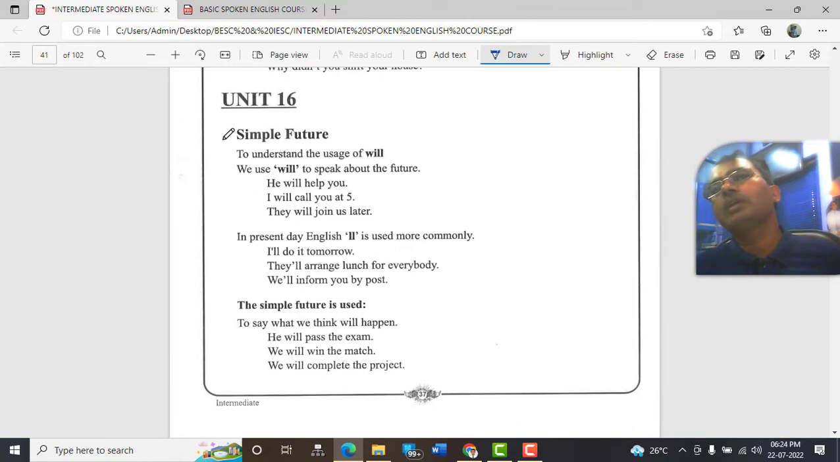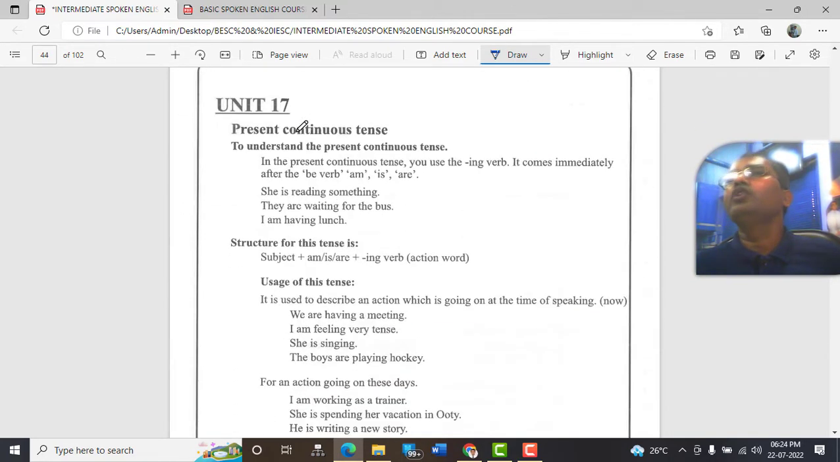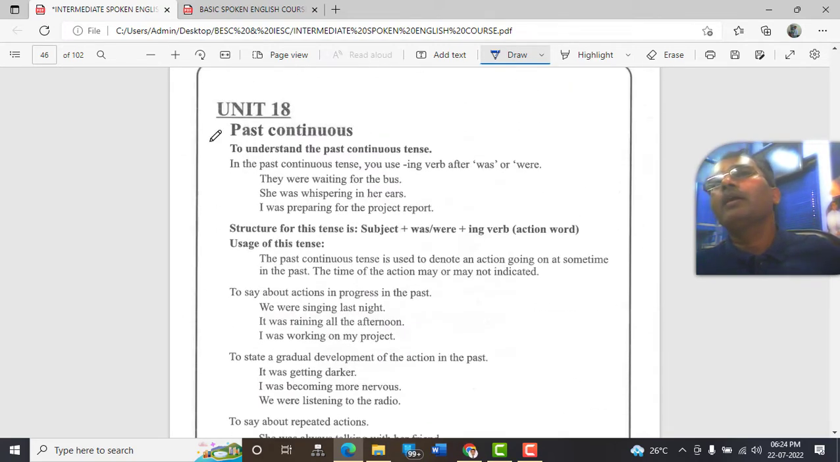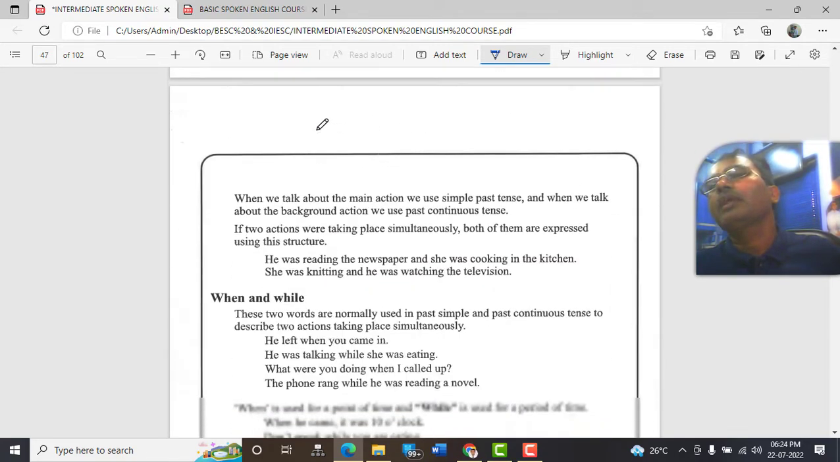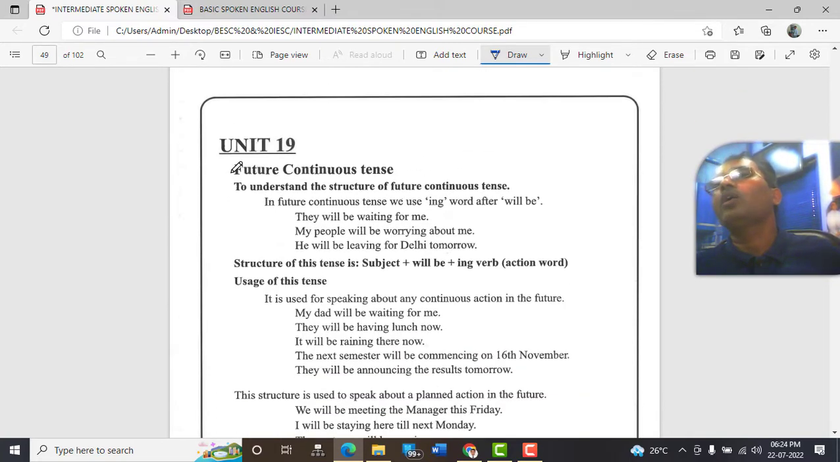So simple future again in unit 16. And then in unit 17 we will go for again in present tense, past tense, future tense. There are further tenses which we are going to be looking at. The present continuous tense we'll be studying in detail, past continuous tense, and also future continuous tense. We'll be looking at all these exercises. All these both of you would have learnt in your 6th or 7th or 8th standard.